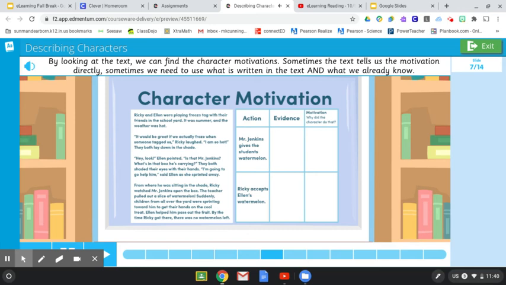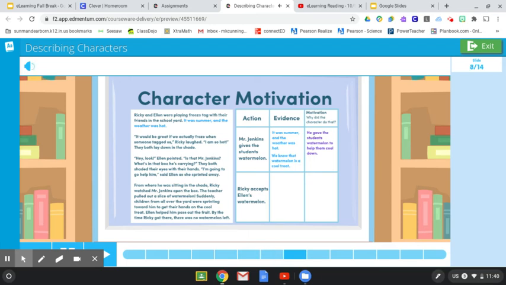Why does Mr. Jenkins give the students watermelon? In the passage, it says, "It was summer, and the weather was hot." We already know that watermelon is a cool treat when you are feeling hot. This evidence shows that Mr. Jenkins gave the students watermelon to help them cool down. This was his motivation.